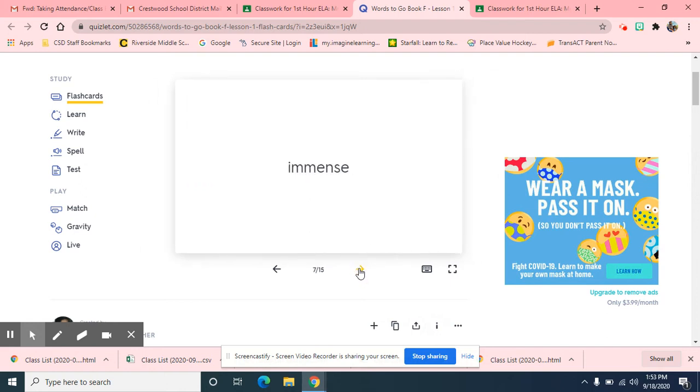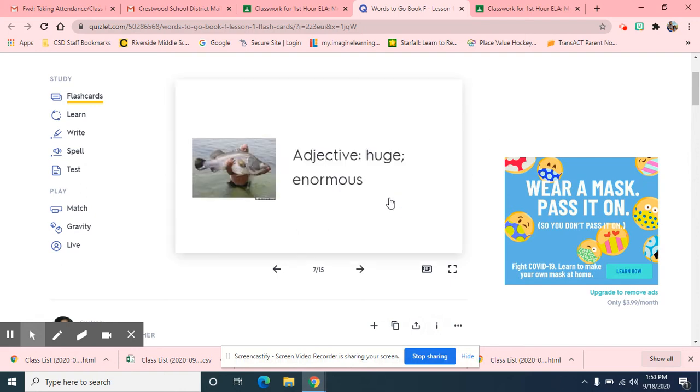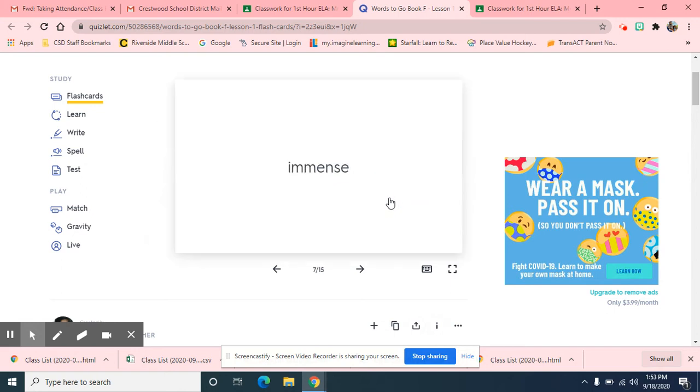The next word is immense. Immense is large, huge, enormous. You can see the man carrying an enormous or an immense fish.